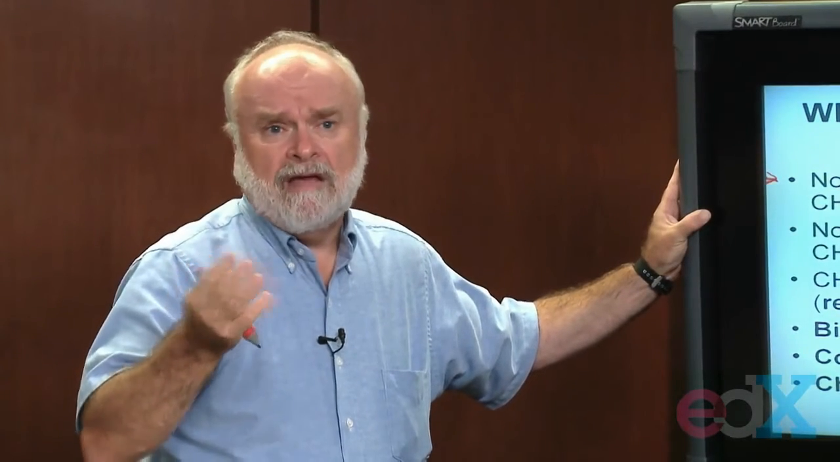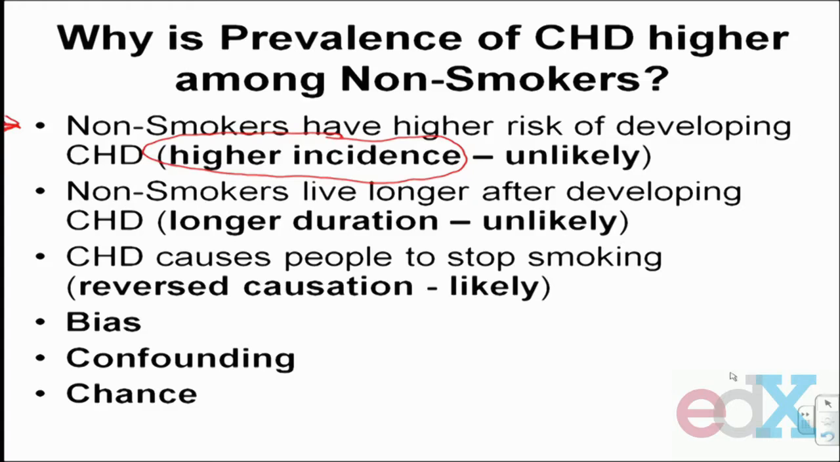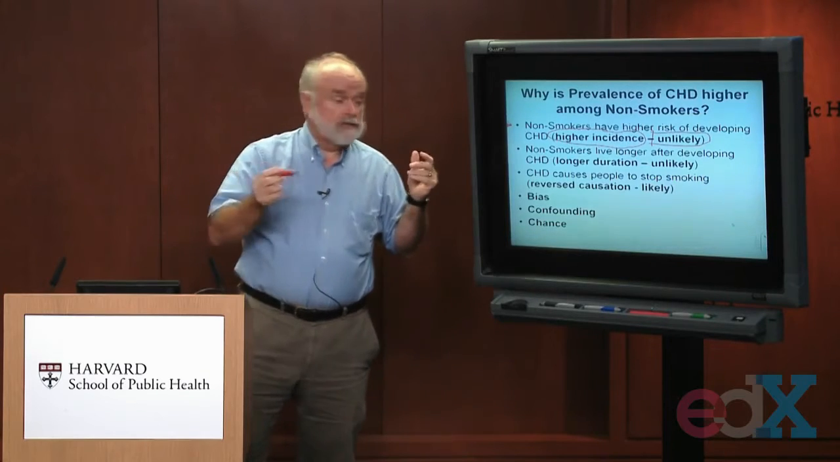Well, that goes against everything we think about smoking being a bad thing. We try to avoid it. Smoking, we expect, increases your risk of developing heart disease. So this first explanation is probably unlikely to be the reason why we're seeing the higher prevalence of heart disease among the non-smokers. Well, but there are other possible reasons.